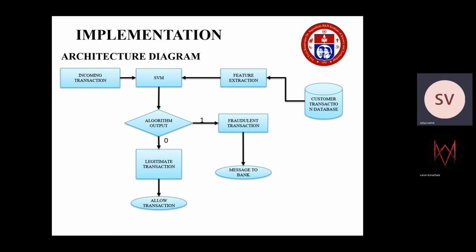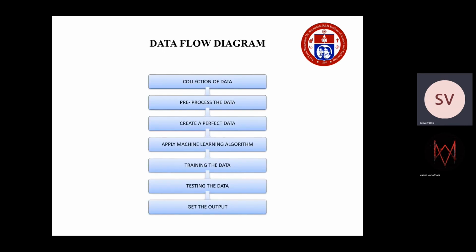The data flow diagram. First, the collection of the data. The data is sent to the pre-processing technique. In the pre-processing, the data is cleaned and the unwanted or irrelevant data is removed. After this, perfect data is created. A machine learning algorithm is applied to this perfect data, and the algorithm trains on the data. After the training, the data is tested, and after testing we will get the output.